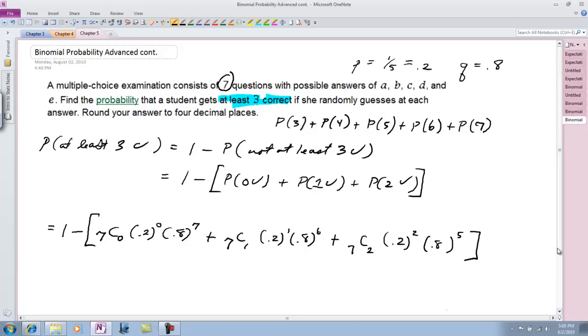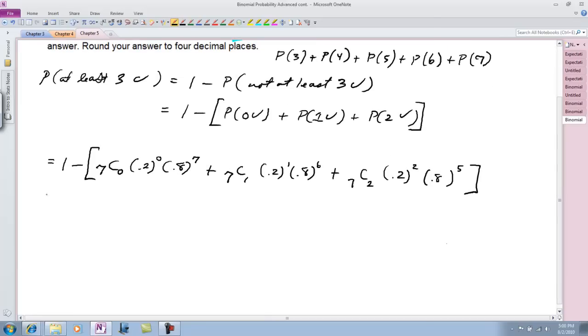And if I calculate those, I'll have my answer. So, very quickly, I'll just simplify these. N choose 0 is always 1. 0.2 to the 0, well, that's 1 also, so I don't really need that. So it's 1 times 1 times, so 0.8 to the 7 is my first value here. 7 choose 1 is 7. And then I have times 0.2 times 0.8 to the 6.